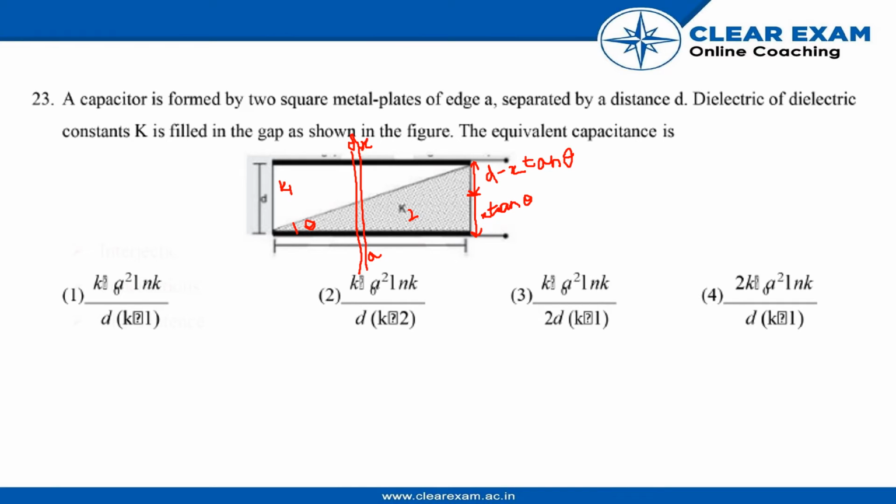So let us say that the area of the plates of the capacitor is a dx, and also this is our dc2 for this second part, and this is for our dc1. Now we will simply take out dc1 and dc2.